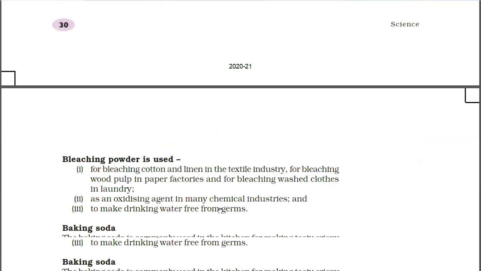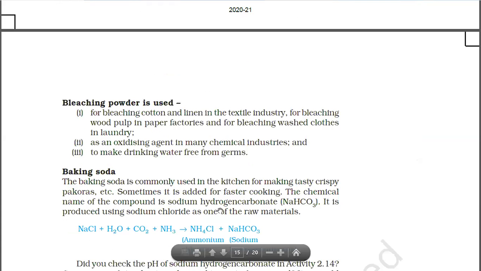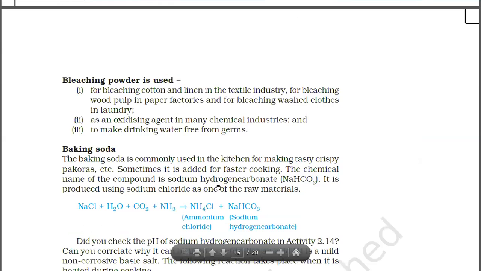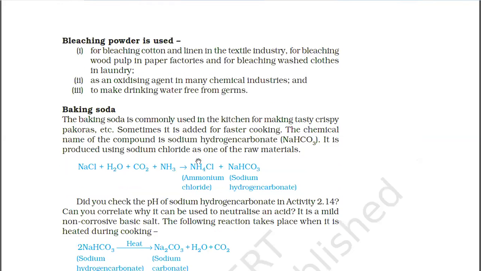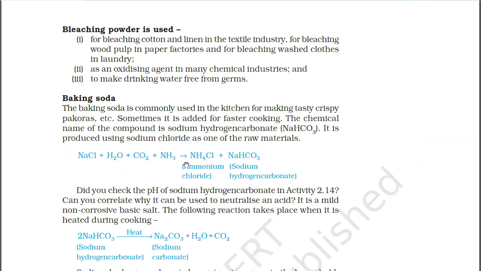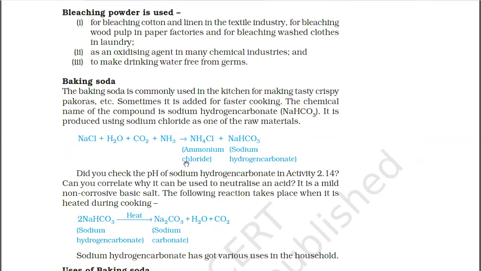Bleaching powder is used for bleaching cotton and linen in the textile industry, for bleaching wood pulp in paper factories, and for bleaching washed clothes in laundry, as an oxidizing agent in many chemical industries, and to make drinking water free from germs.